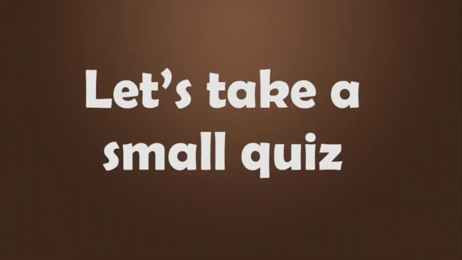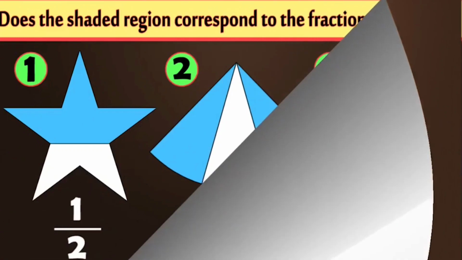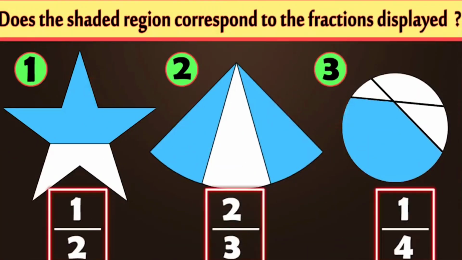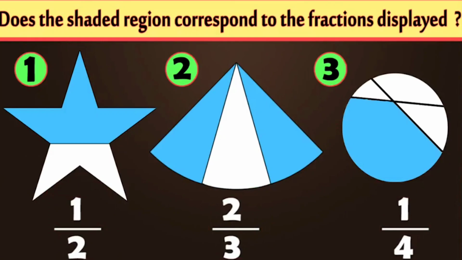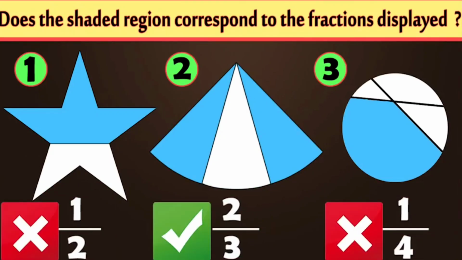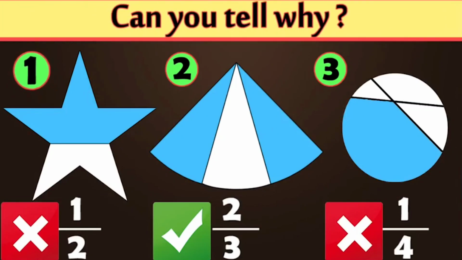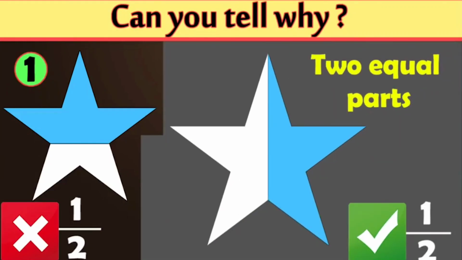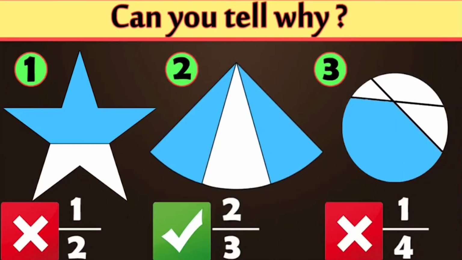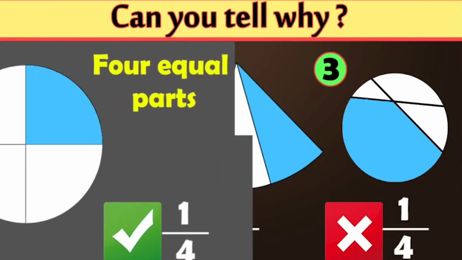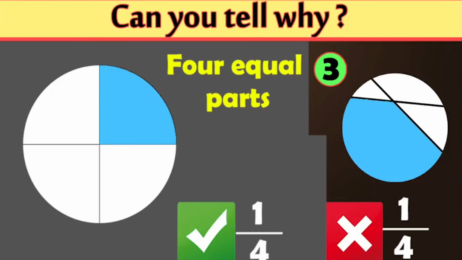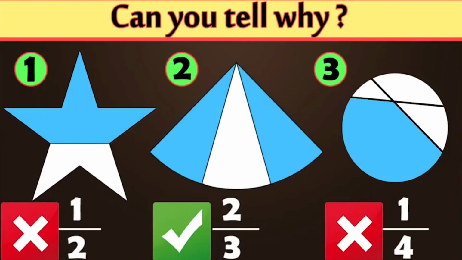Let's take a small quiz before we move ahead. Can you tell me whether the shaded regions correspond to the fractions displayed? In question 2, the shaded region represents the fraction but not in the other two. Can you tell why? In figure 1, it is not divided into 2 equal parts, and in figure 3, it is not divided into 4 equal parts, and hence the fractions do not correspond to the shaded regions. Did you get all 3 correct?